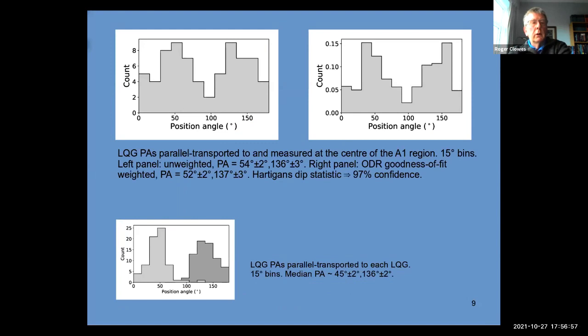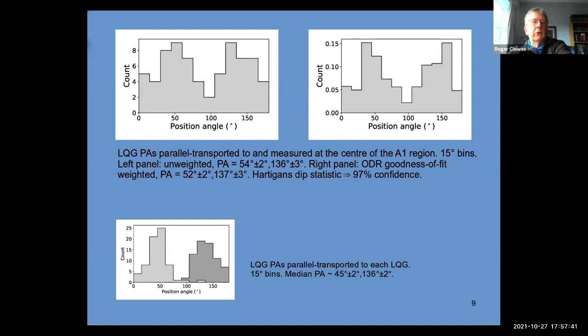So the first thing that arose from Tracy's work is that the distribution of position angles is not uniform, and that hypothesis is rejected. And it's also bimodal. So you can see that there are 2 peaks. They're essentially the same data. One of them, the one on the left up here, is unweighted data. And the one on the right is weighted according to the orthogonal distance regression goodness of fit.